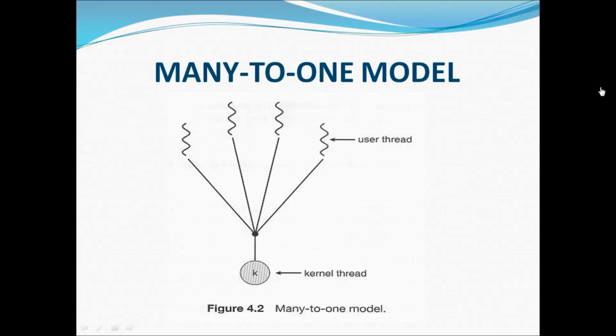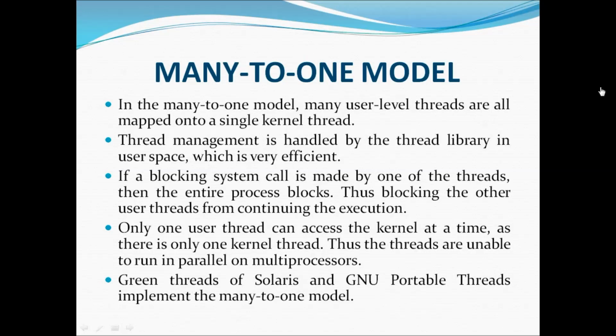You can ask a question. In MS Word, there are 3 threads, right? In the many-to-one model, only one thread can use the kernel at the same time, not the remaining 2 threads. The spelling checking and the insert image threads can't use the kernel thread. It is really impossible, because only one thread can use the kernel at a time. That's why the threads are unable to run in parallel. Parallel processing is not possible here.